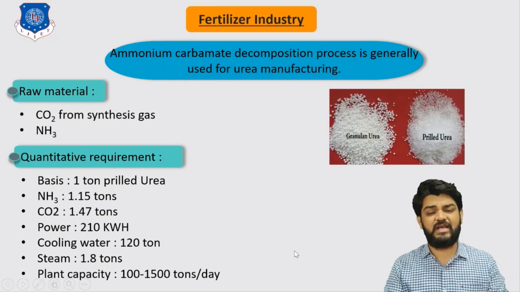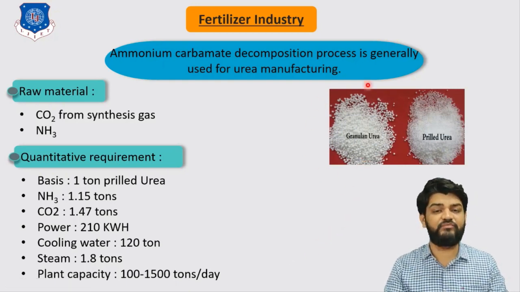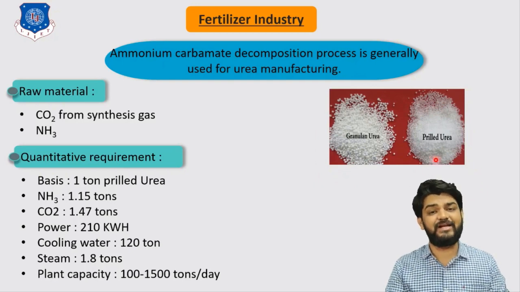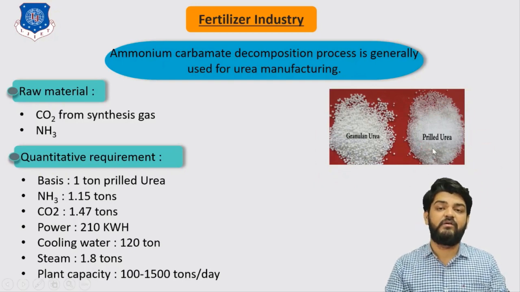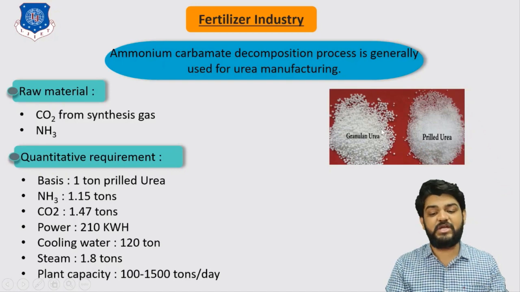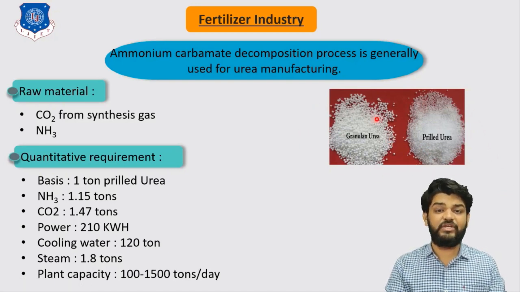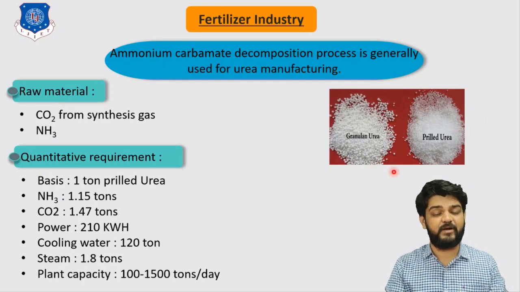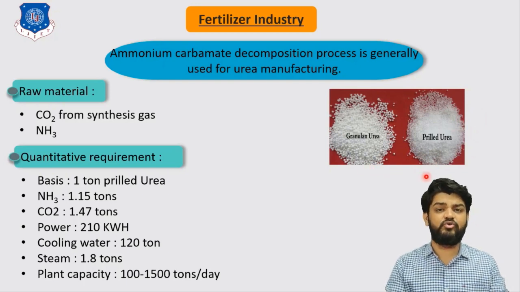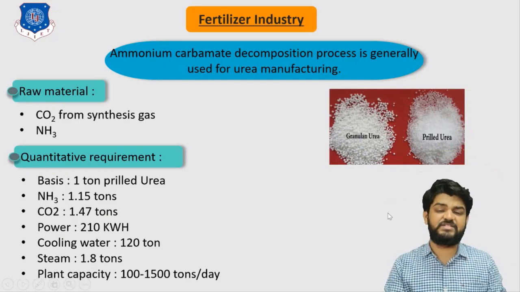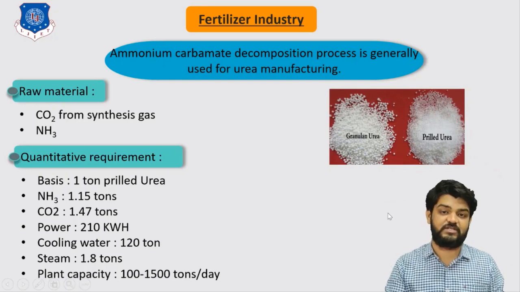So here on the screen, you can see that these are the granules of urea and this is the prilled urea, right? So basically this prilled urea is more preferred for fertilizer purposes instead of this granule urea, right? Both types of urea are produced with the same method. But we always want to produce this prilled type of urea, and that we will see when we understand the process description of this process.